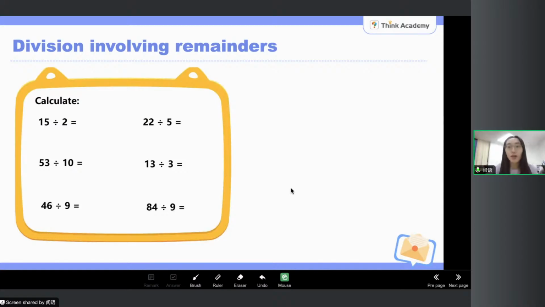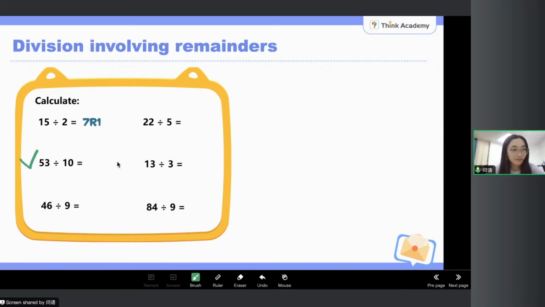Following this, everyone, it's your turn. Okay, let's try to do some calculation. For the first one, you see 15 divided by 2, that is 7, remainder 1. Okay, what about the second one? It's your turn. 53 divided by 10. Okay, what is your answer?